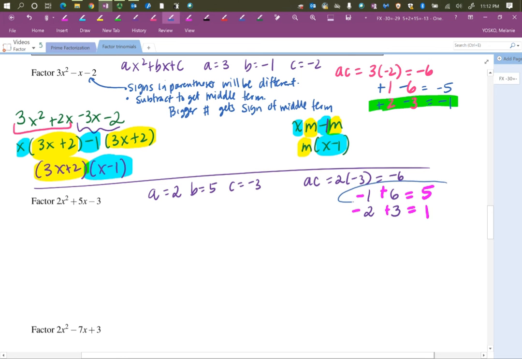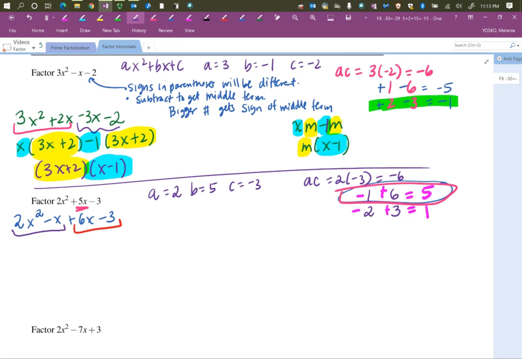So our middle term now is plus 5x. So we're going to use this pair. We're going to rewrite plus 5x as -x plus 6x. Okay? So we're rewriting this in terms of this. And then we factor it by grouping. We're going to group the first set together, and then we're going to group the second set together.